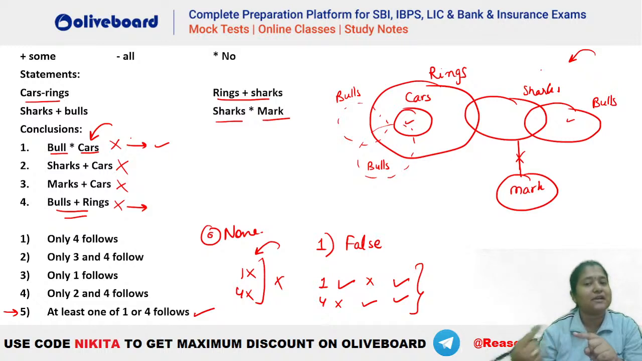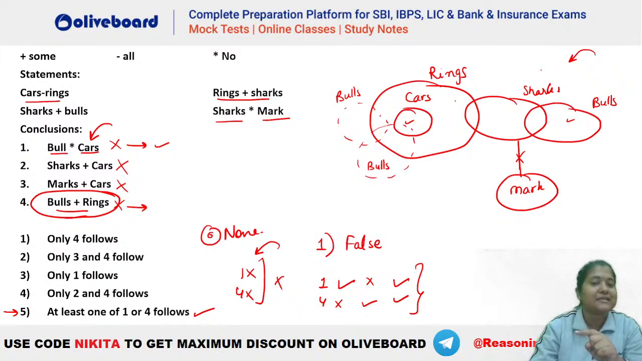So if some bulls are cars is true, some bulls are rings will automatically be true here. Why? Because this car is inside ring, isn't it? So this bull has to interact with ring. So you can see when you make this one false, this automatically becomes true here. I hope this is clear.